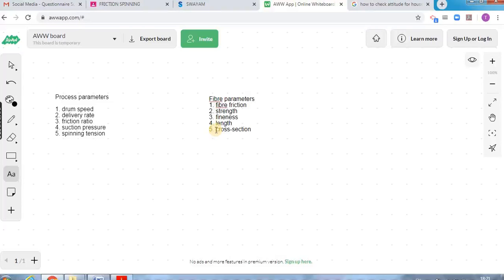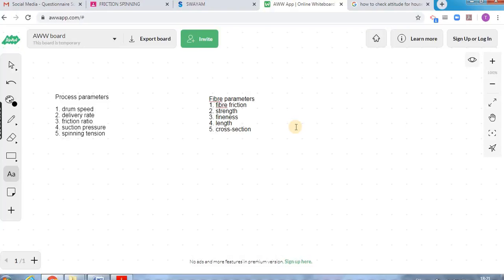But the evenness, imperfections and hairiness are moderately better in friction spun yarn. Only yarn strength is a main drawback. Yarn strength is only around 50 to 60% of ring yarn. Around 50% lower compared to the ring yarn because of the poor fiber structure inside the yarn. Evenness, imperfection, hairiness are lower than ring because of low spinning tensions and individualization of fibers, right?